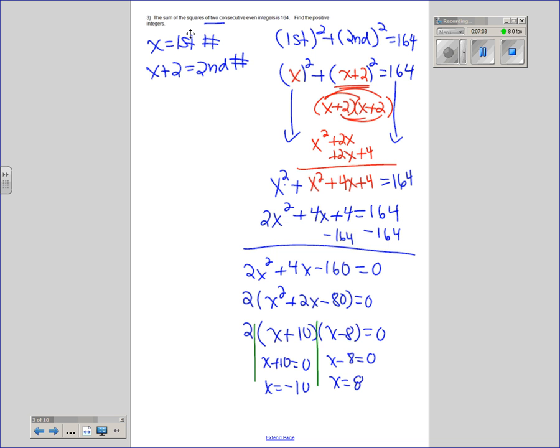So the real question is, what are they asking you to do? They're asking you to find the positive integers such that the sum of the squares of the two consecutive integers is 164, which means you need to throw out this negative integer. You're going to keep the positive integer, which is 8, which means the first number must be 8. Two more than that, the second number, is 10.